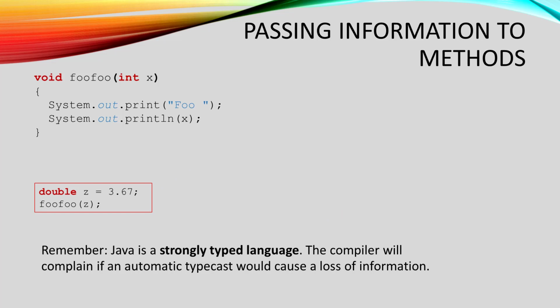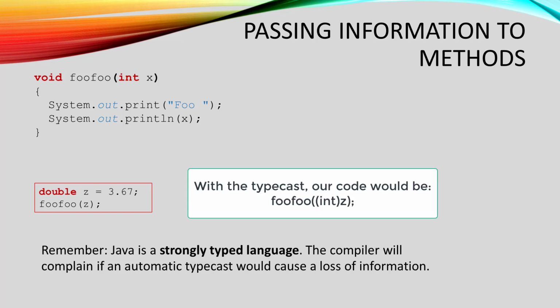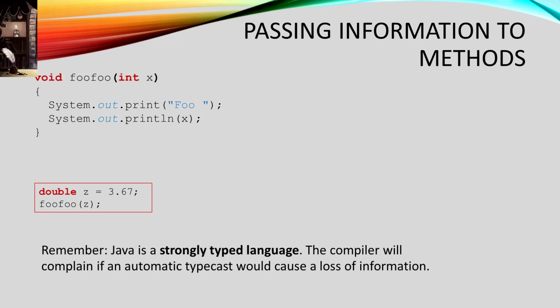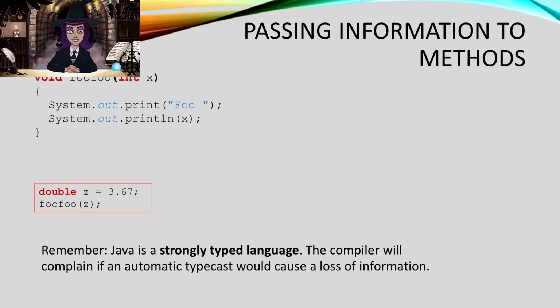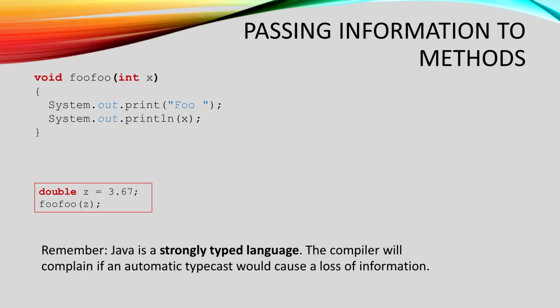Just like when we're learning about types in assignment statements, we could put a typecast to force the conversion. Again, if you think of passing an argument into a parameter kind of like an assignment statement, this is behaving exactly the way we would expect. This is because Java is a strongly typed language, and the compiler is protecting us from accidentally losing information.